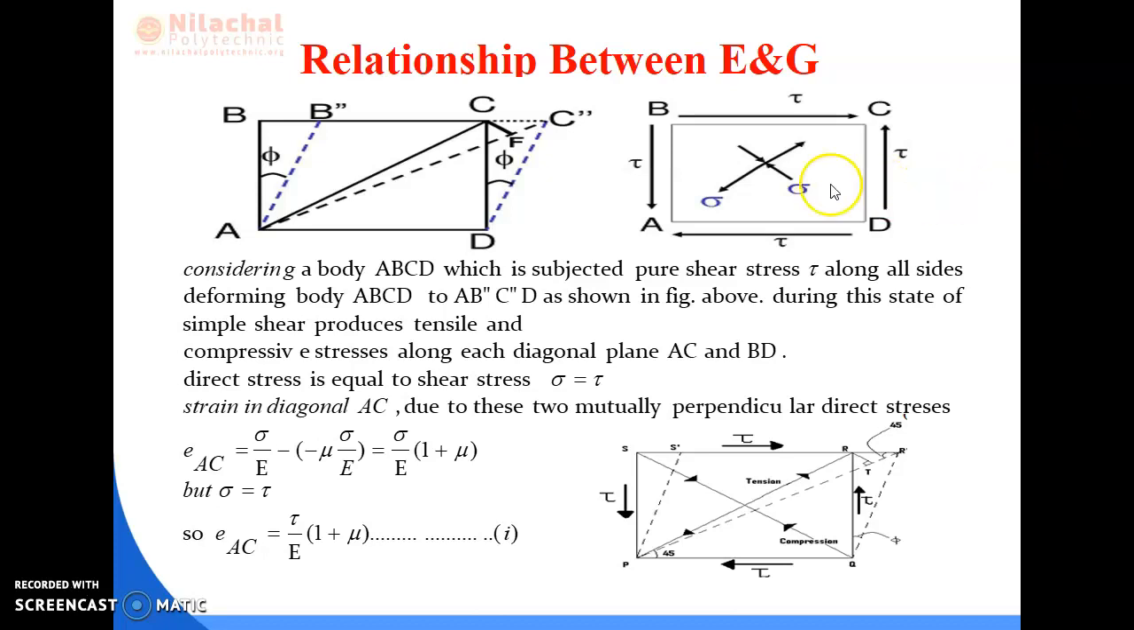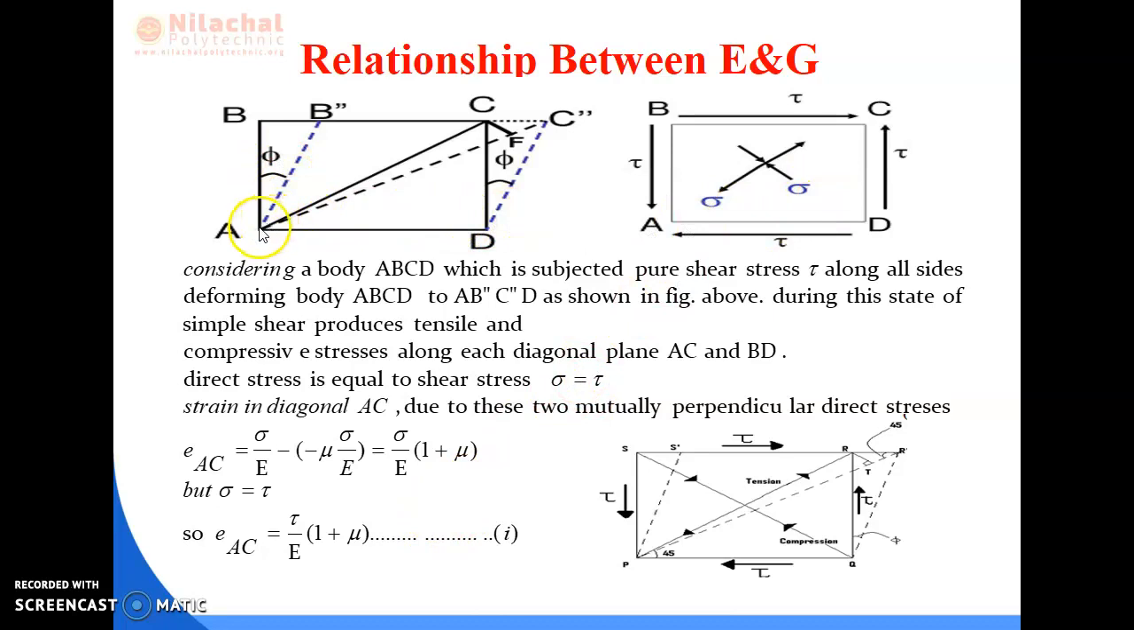The diagonal AC is subjected to tensile stress and BD is subjected to compressive stress. Both tensile and compressive stresses are caused when shear stress is applied upon all sides of the body. So it is considered that for equilibrium of the body, the diagonal stresses should be equal to the stresses applied along all sides of the body. That is, direct stress is equal to shear stress, sigma is equal to tau.